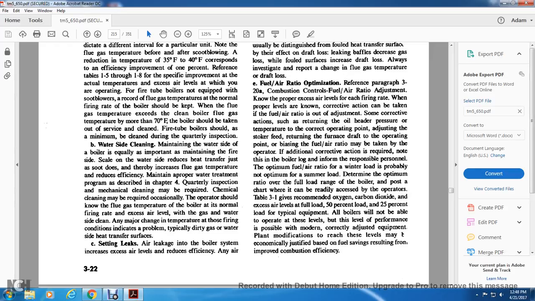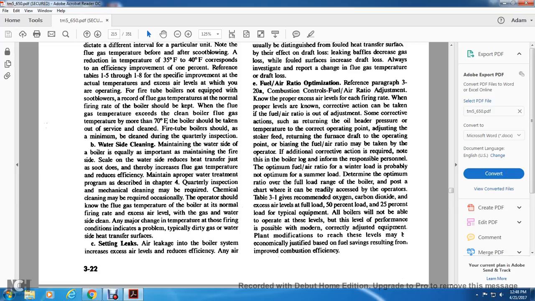Your fuel air ratio optimization. Reference paragraph 328 of the combustion control fuel air ratio adjustment. Knowing the process of excess air limits for each firing rate, when the proper levels are known, corrective action can be taken if the fuel air ratio is out of adjustment.